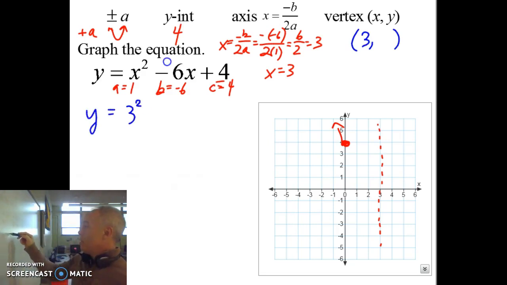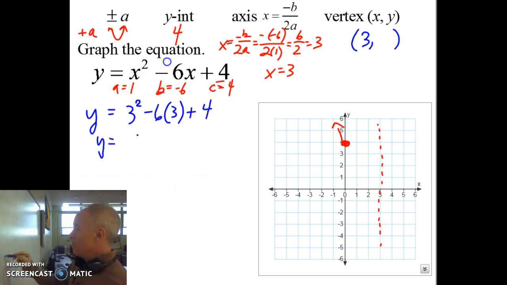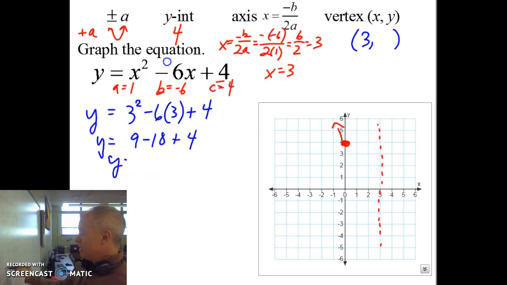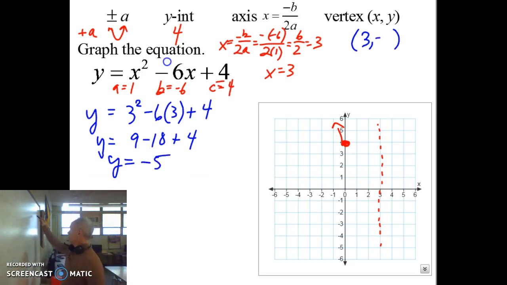Y equals 3 squared minus 6 times 3 plus 4. So y equals 9 minus 18 plus 4. 9 minus 18 is equal to negative 9, plus 4 is negative 5. So our vertex is at 3, negative 5. As confirmed, our graph is going to open up.